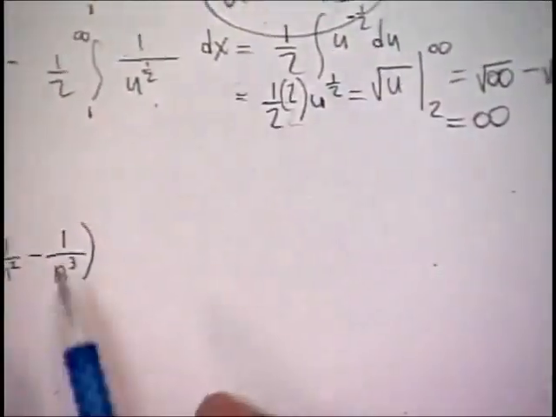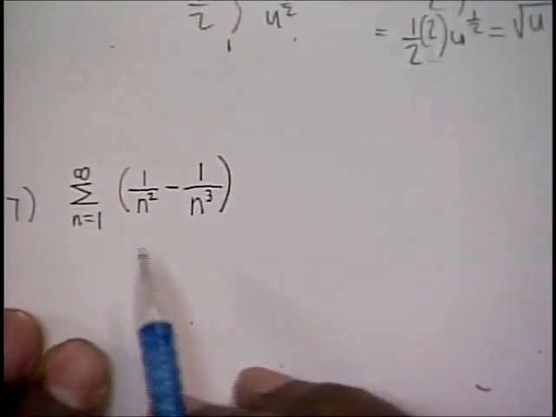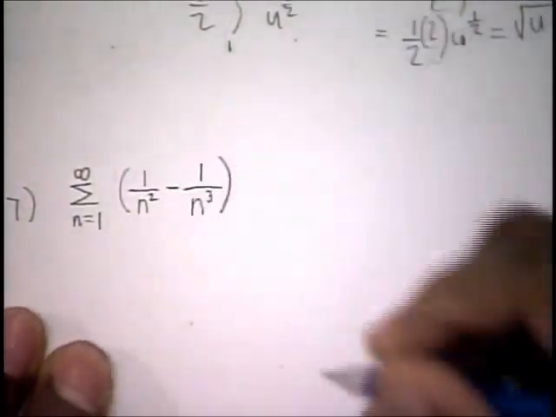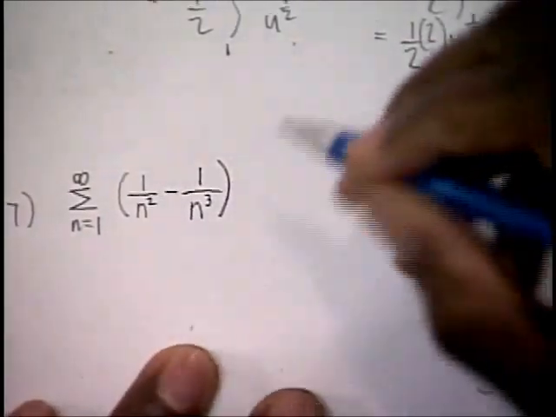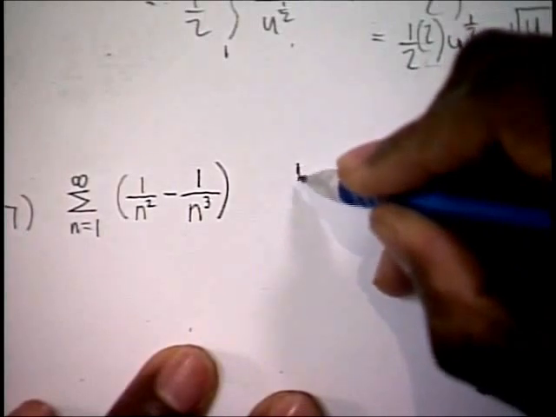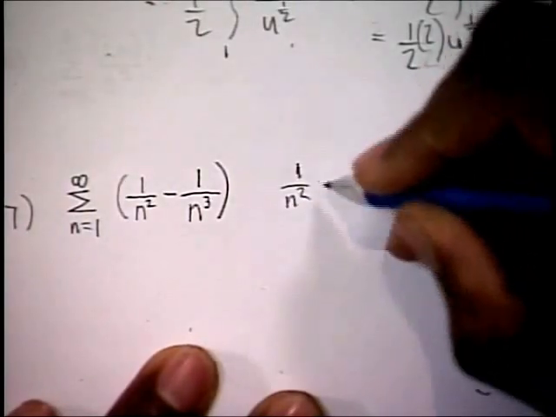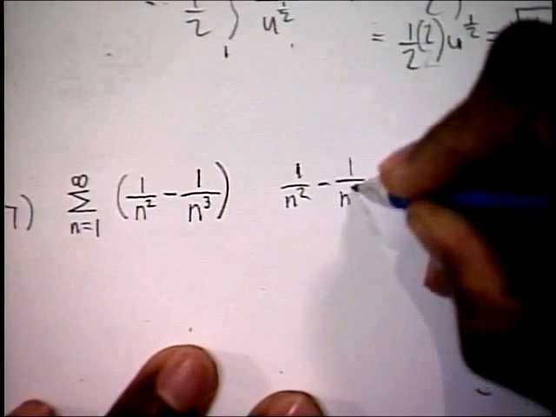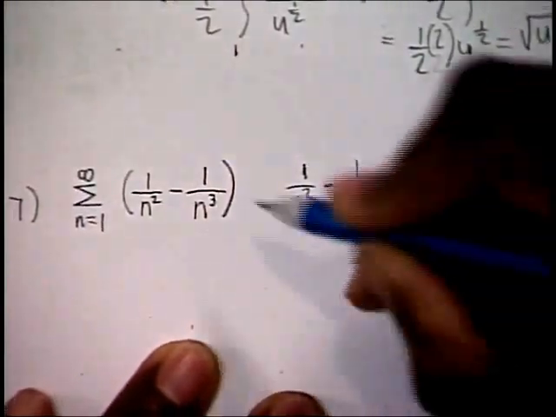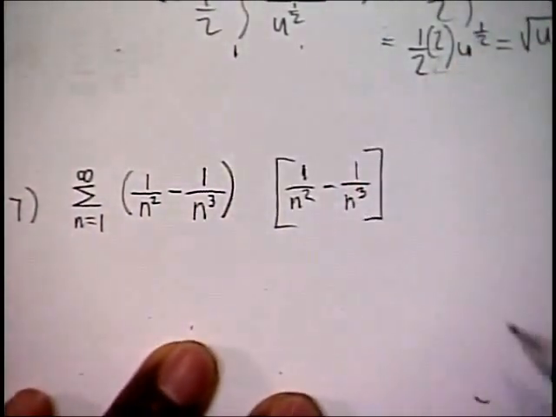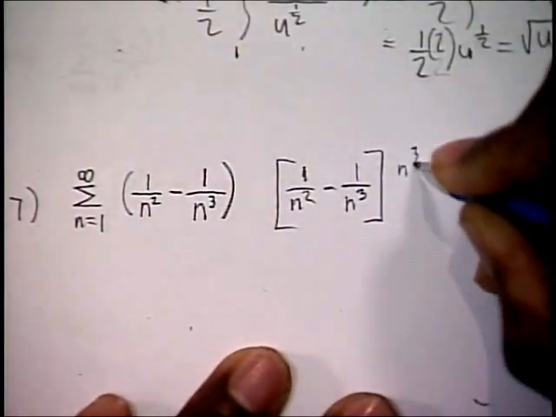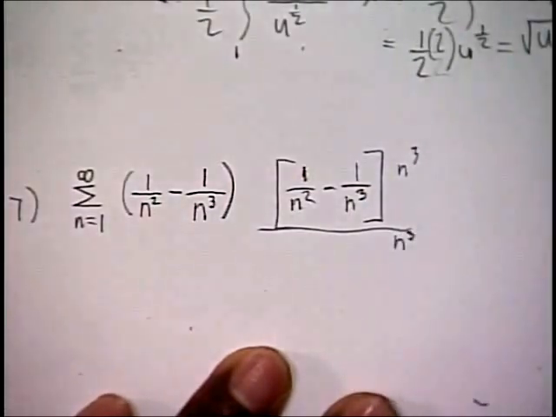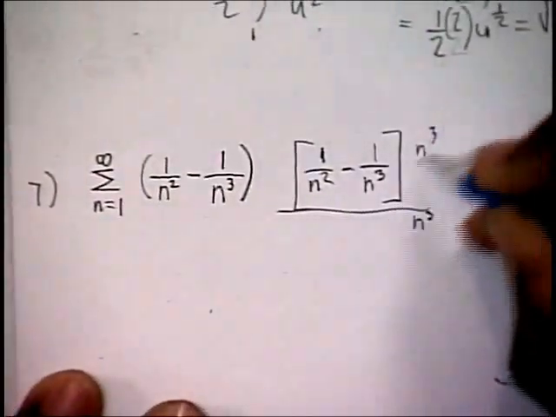For this particular problem, what I would do is I would see you're working with two fractions that can be combined. So you should have learned in your Algebra 2 class, 1 over n squared minus 1 over n cubed. You can combine those fractions. Let's combine them. The least common denominator here would be n cubed. So you multiply by 1. You simplify that, and you end up with n minus 1 over n cubed.